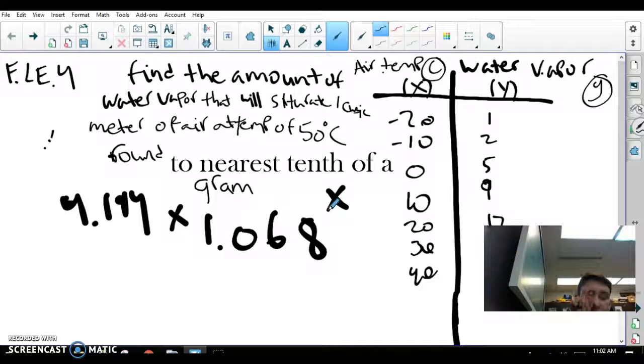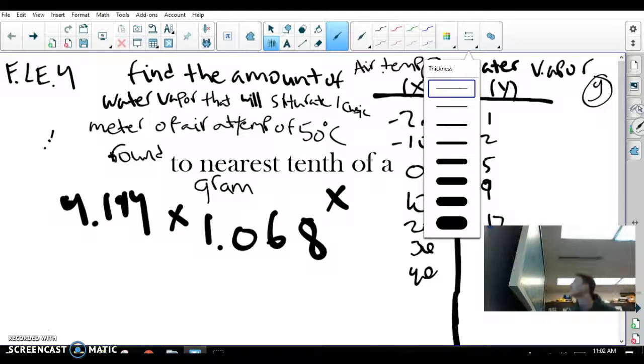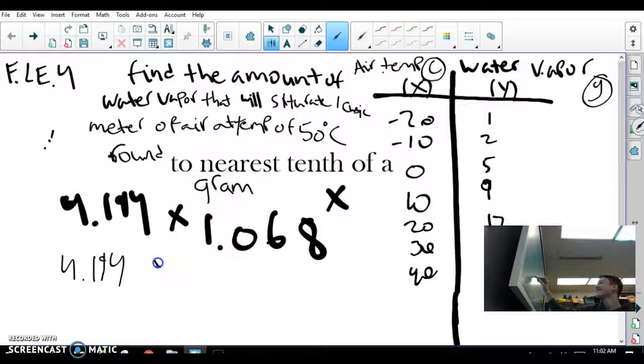And then you're gonna have to solve the equation for the temperature at 50 degrees Celsius. So you can do 4.194 times 1.068 to the 50th power. And you're gonna plug that into your calculator.